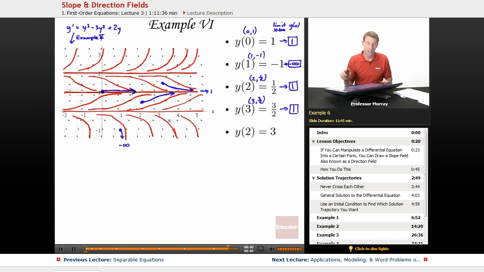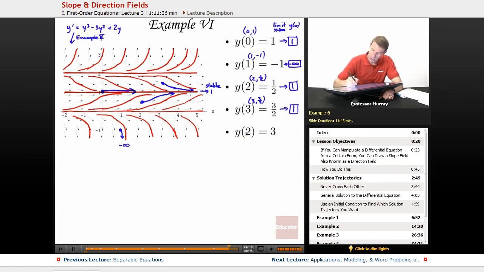Same thing with the equilibrium solution at 2. All the other solutions are traveling away from it. So we say that that's an unstable equilibrium. So this is a stable equilibrium solution at 1, which is why the other solutions are trying to approach it.